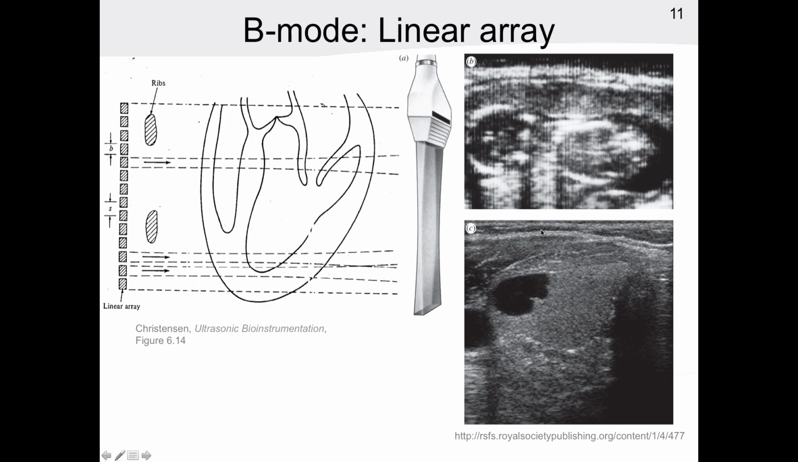At the right, we have a couple of B-mode images. This is one of the earliest B-mode images created. It's of a fetus. You can see the head here and body down below. Here is a more up-to-date image using a linear B-mode scanner.